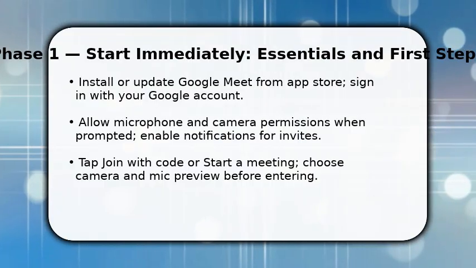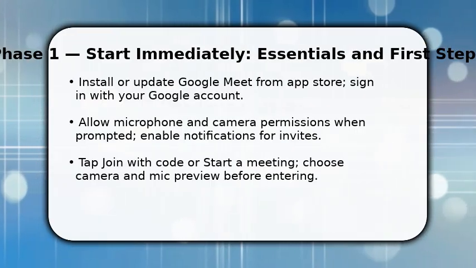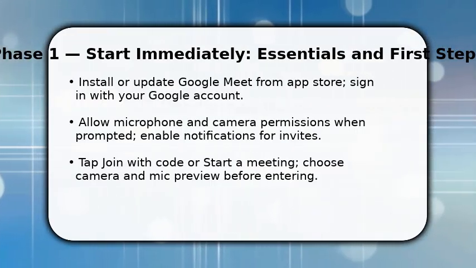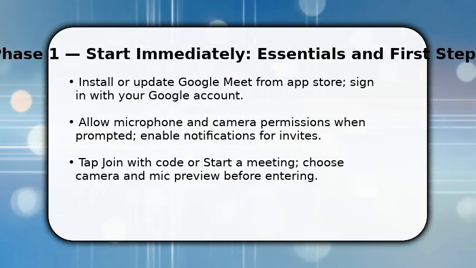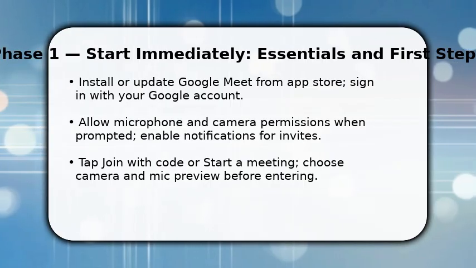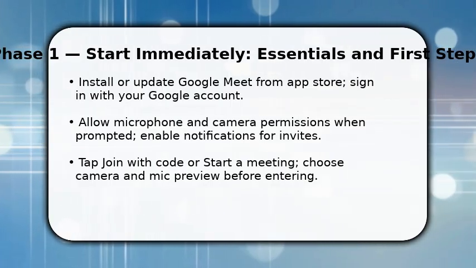You begin by opening Google Meet on your phone and signing in. This links your calendar and contacts. Once signed in, grant microphone and camera access so audio and video work during calls. Make sure notifications are allowed so invites appear instantly.